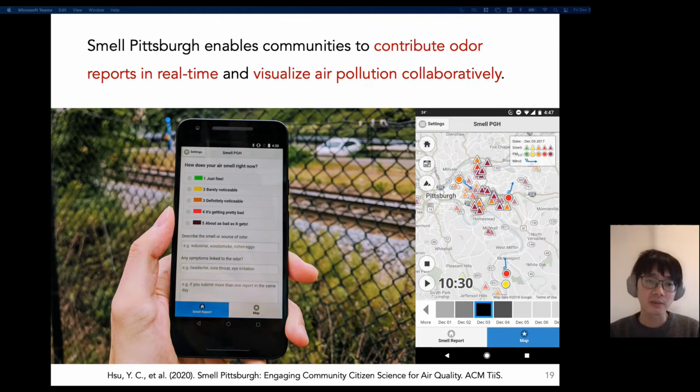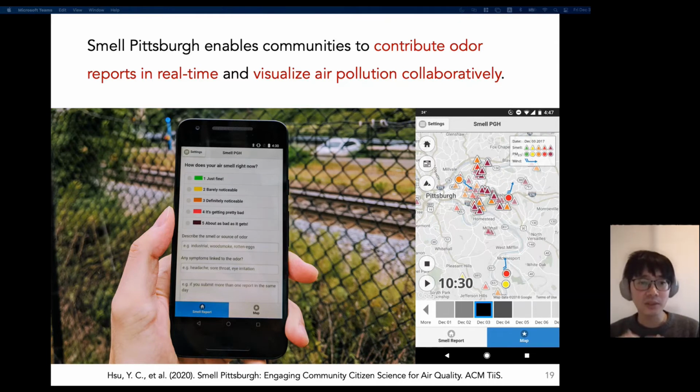Citizens will be able to see their contributions, their reports, on the map. The triangle icons indicate the smell reports. The color indicates how bad the rating is; dark red means really bad. The circle icon indicates the pollution monitoring sensors, which are the air quality sensors operated by the local health department. The blue arrow indicates the wind direction. So they can animate the map and see it.